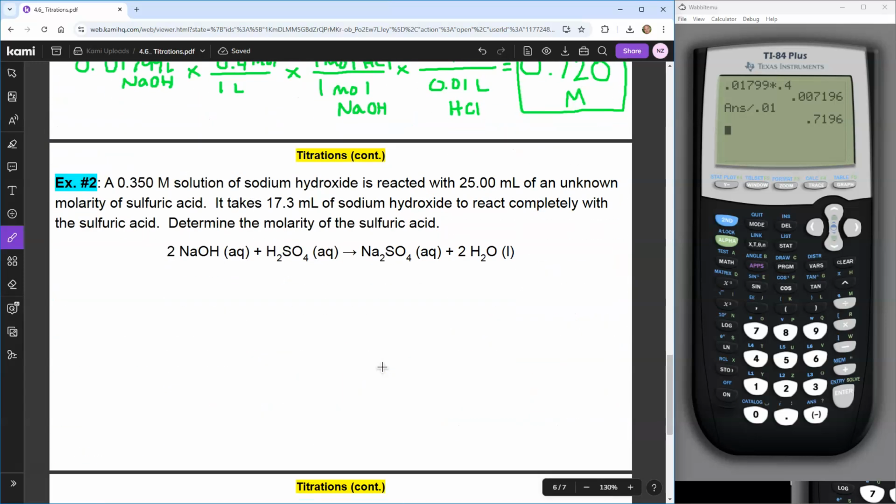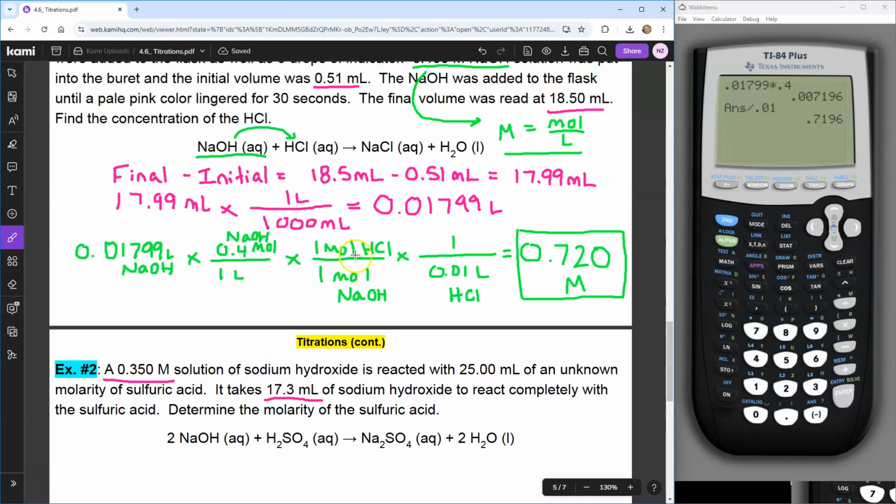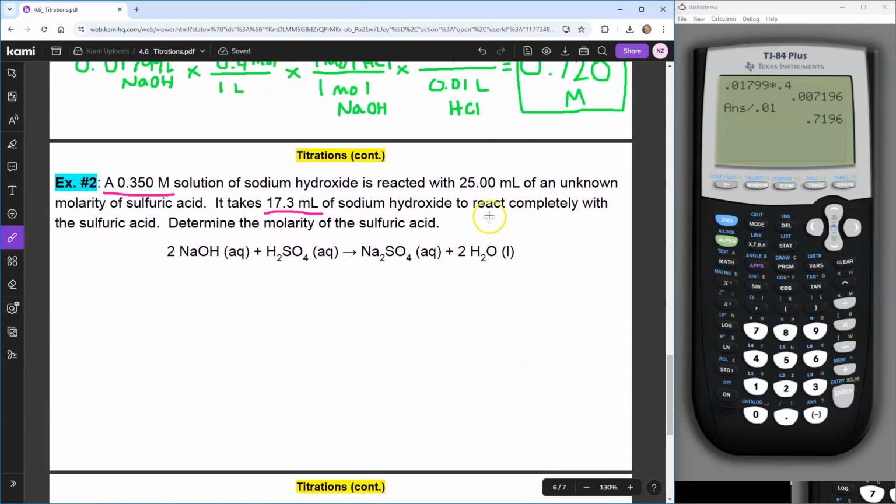All right, let's do another one. In this question, we have a 0.35 molar solution of sodium hydroxide. It's reacted with 25 milliliters of an unknown molarity of sulfuric acid. It takes 17.3 milliliters of sodium hydroxide to react completely with the sulfuric acid. Determine the molarity of the acid. Just like the last one, let's take a look at the information that we have. We have the concentration of our sodium hydroxide. We have the amount of sodium hydroxide, so we don't have to determine this like we did up here. It's given to us in the question, and we know how much of our acid was in our Erlenmeyer flask.